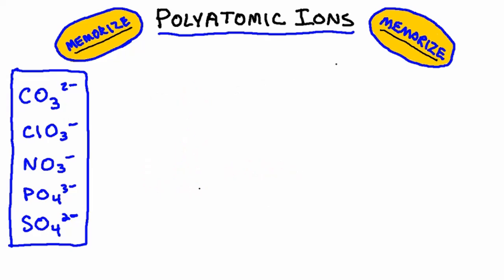So all you have to do is memorize the polyatomic ions that end in ate, and then you can figure out by removing one of the oxygens when that polyatomic ion is going to be ending in ite instead of ate. Now let's take this further. Let's go back and look at carbonate again.